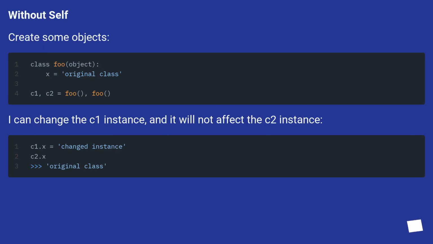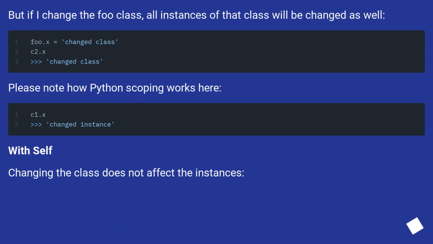I can change the C1 instance, and it will not affect the C2 instance. But if I change the Foo class, all instances of that class will be changed as well. Please note how Python scoping works here. With self, changing the class does not affect the instances.